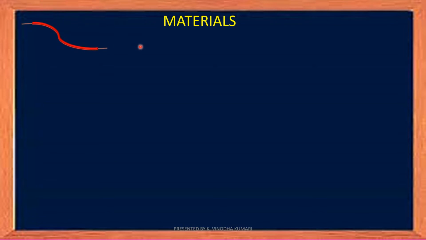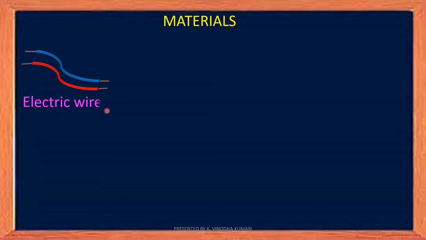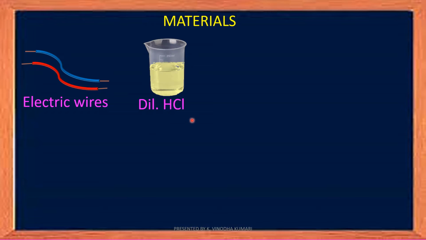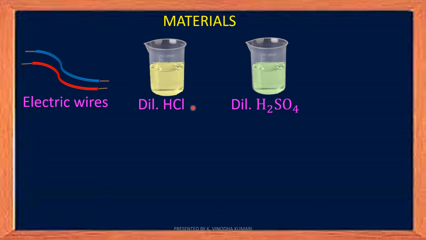We need a few electric wires to make connections. So these are the electric wires. And we need some dilute solutions. This is a dilute HCl. And this is a dilute H2SO4 solution. HCl and H2SO4, both of them are acids. So always prepare dilute acids by adding acid to water. That is, add the concentrated acid drop by drop to the water.